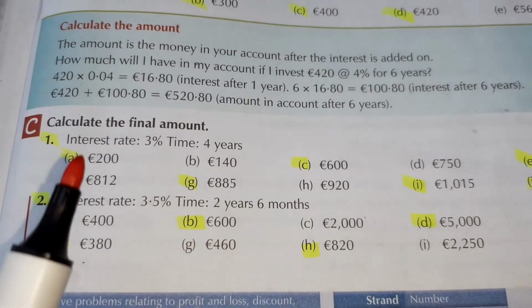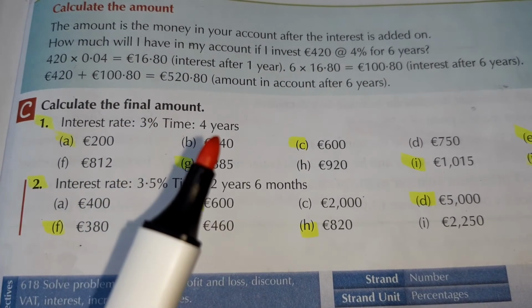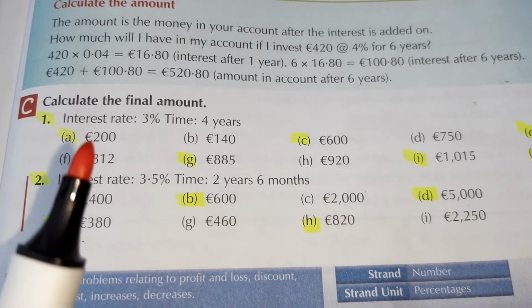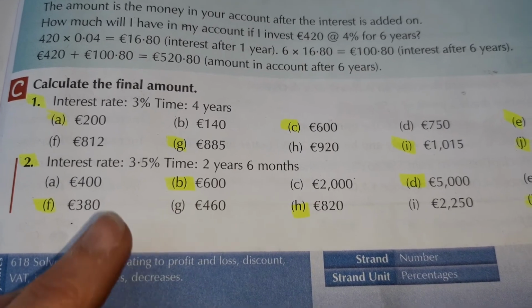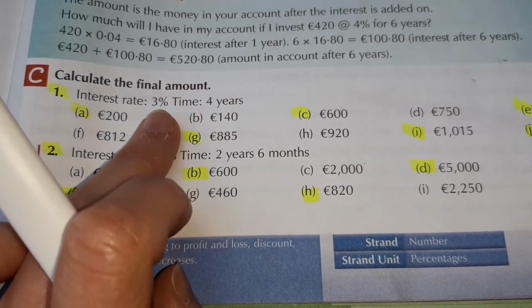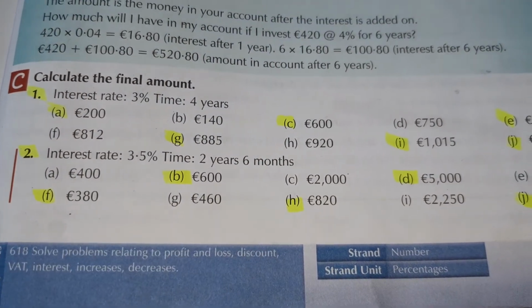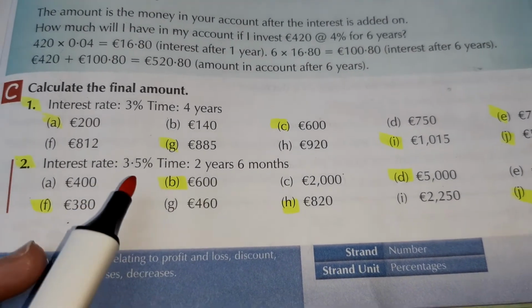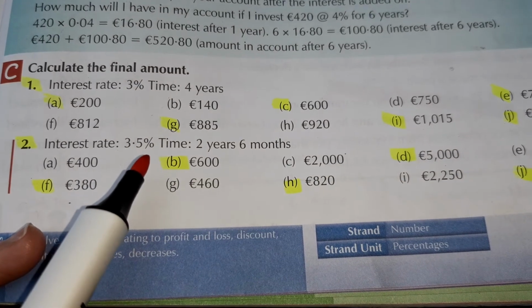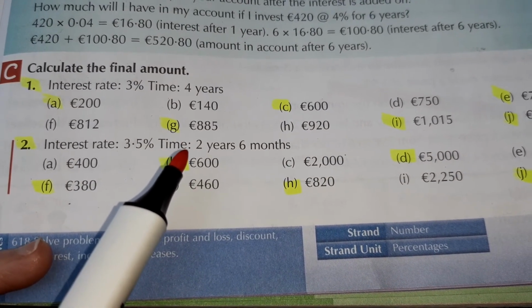Okay, so you have to do the interest rate in 4 years' time. So how much is left in the bank accounts? So what's the money in the account? And the interest rate here is 3%. So times it by 0.03 and then times it by 4 years. And the interest rate here is 3.5%. So times it by that. So what's that?